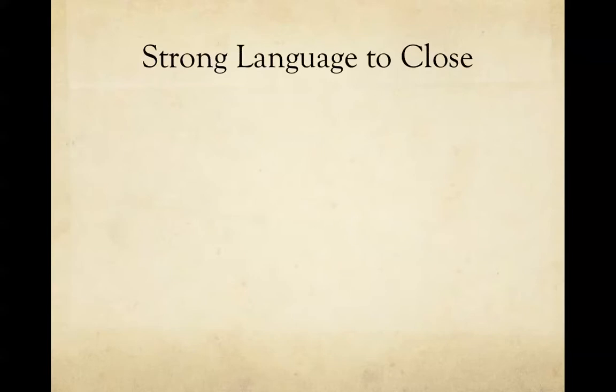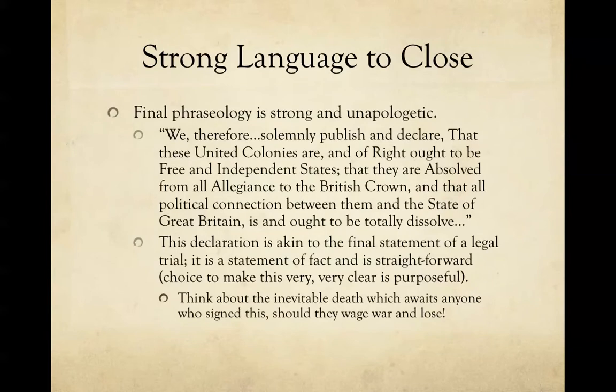As he finishes the text, the language is very strong and unapologetic, and it's very, very clear. He says, we therefore believe that we have a right and ought to be free and independent states, that they are absolved from all allegiance to the British Crown, and that all political connection between them and the state of Great Britain is and ought to be totally dissolved. It is very much akin to the final statement of a legal trial, where you have your last statement that you can make.